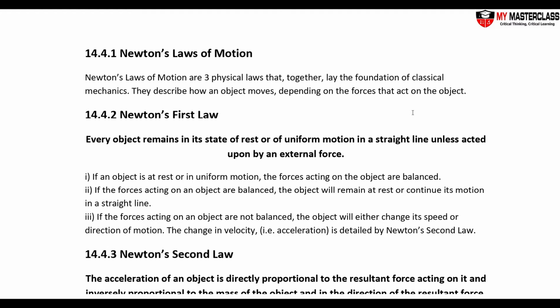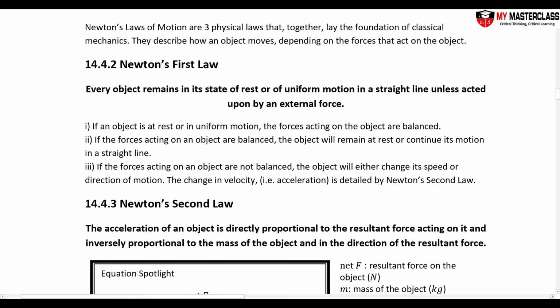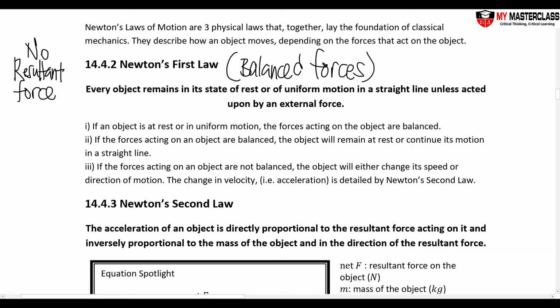Newton's first law states that every object remains in a state of rest or uniform motion in a straight line unless acted upon by an external force. What it basically means is this: if there is no resultant force, the forces are balanced. If there is no resultant force, then if it is stationary, it will remain stationary. If it is already moving, then it will move in exactly the same way, constant motion.